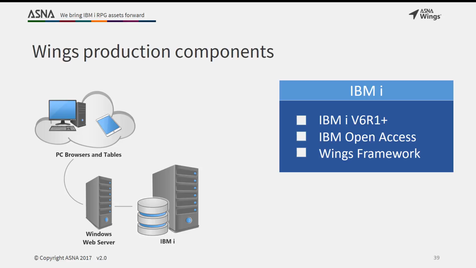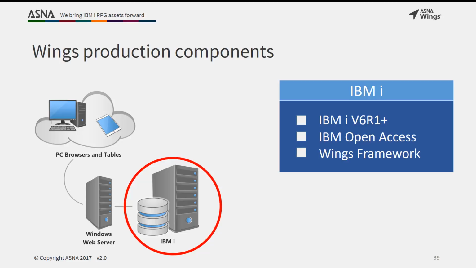The Wings production environment needs an IBM I and a Windows web server. Wings imported display files are hosted in a Microsoft ASP.NET website. To make your Wings screens available for users, you deploy this website to a Windows web server. On the IBM I, the production requirements are the same as the design time requirements.